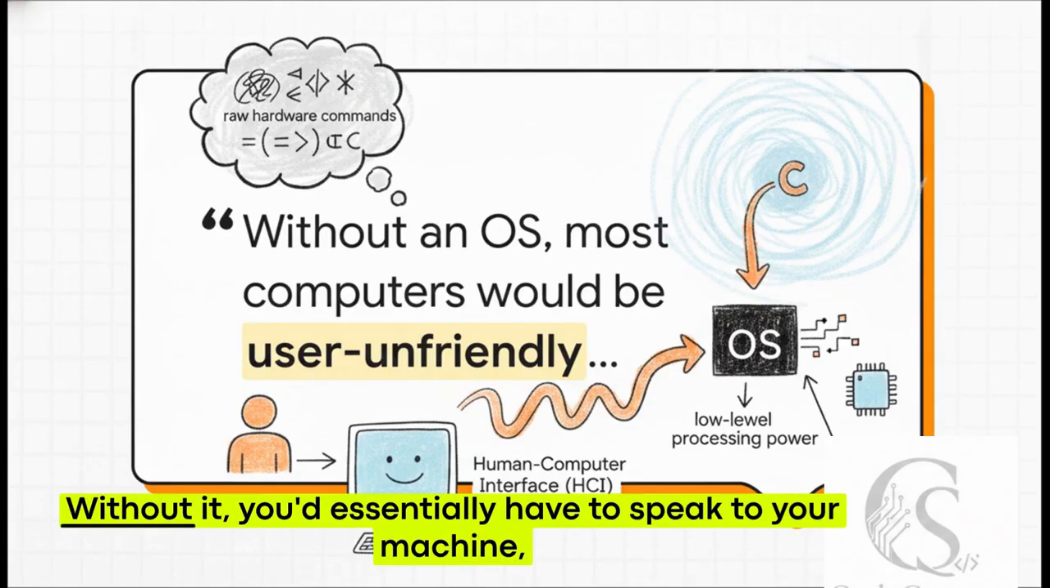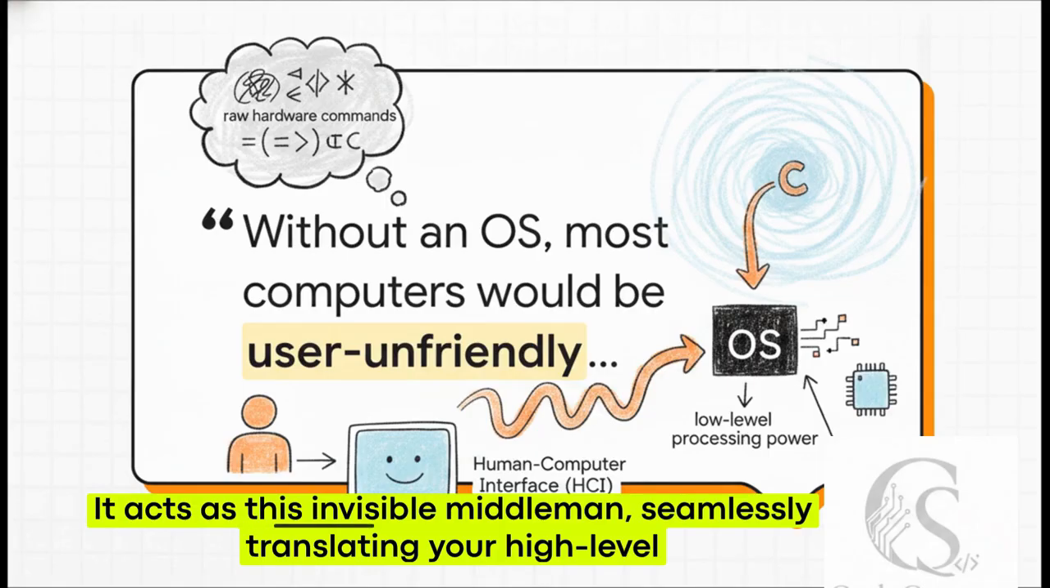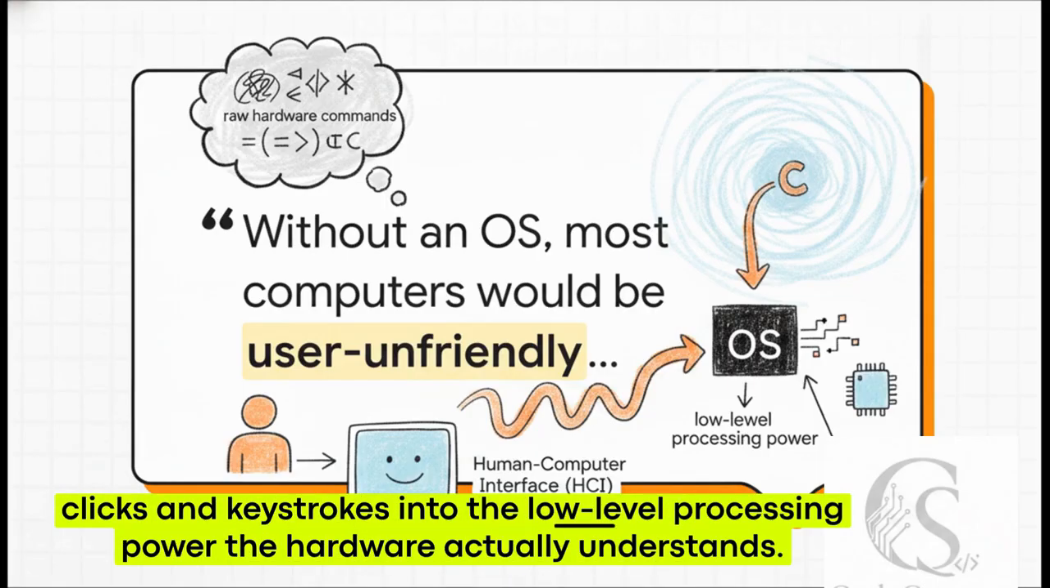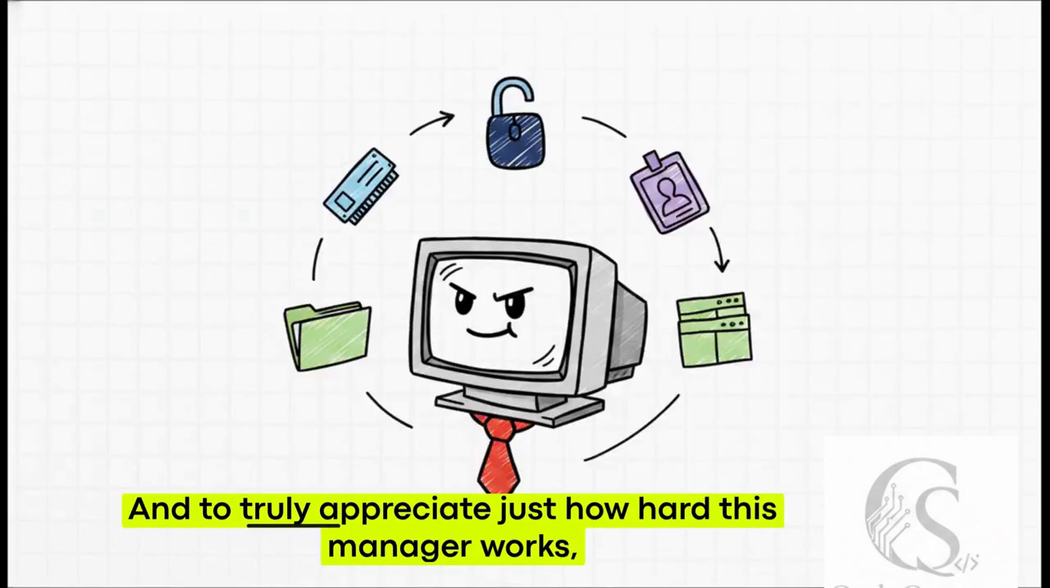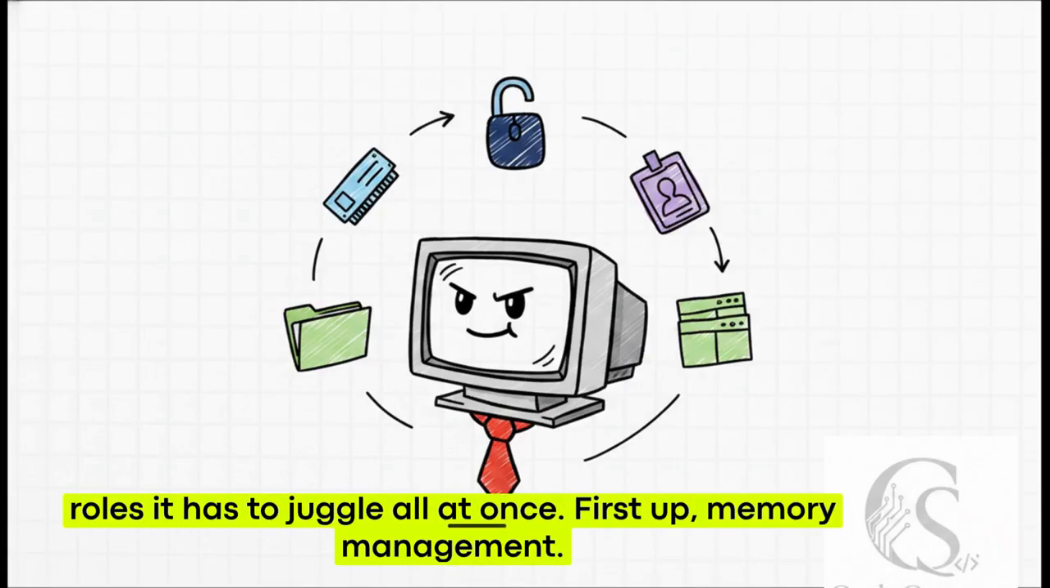And it's true. Without it, you'd essentially have to speak to your machine in raw hardware commands. The OS provides the human-computer interface, or HCI. It acts as this invisible middleman, seamlessly translating your high-level clicks and keystrokes into the low-level processing power the hardware actually understands. And to truly appreciate just how hard this manager works, take a look at the 6 critical roles it has to juggle all at once.